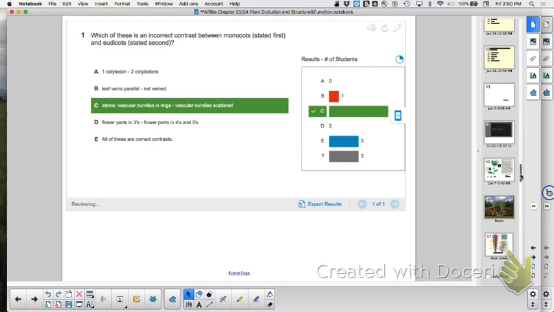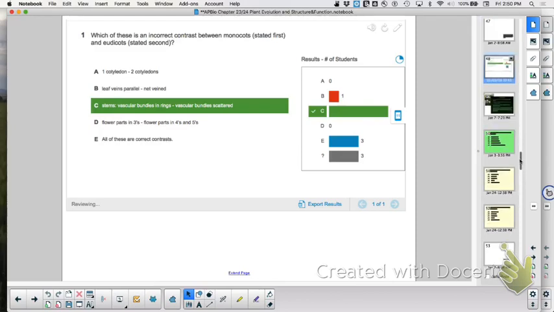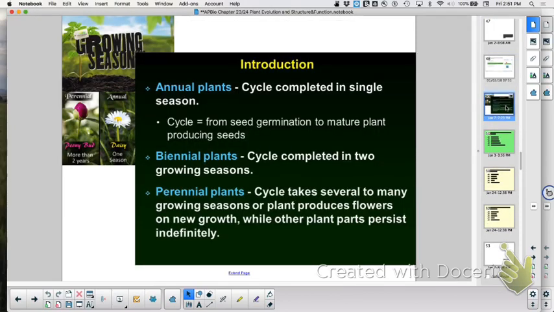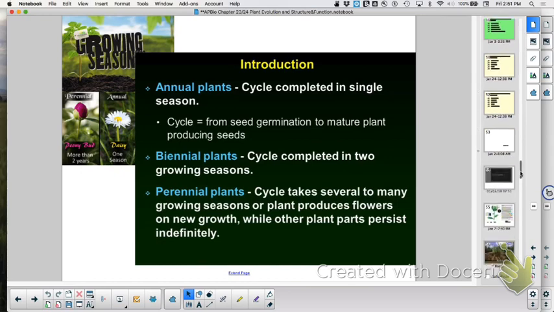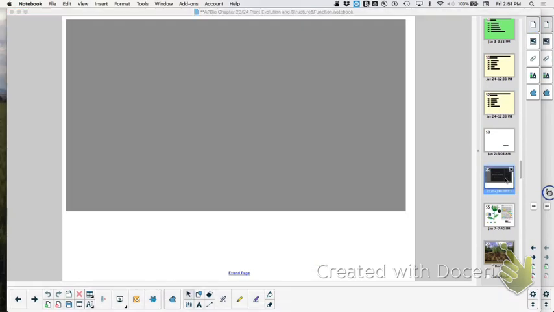All right. And then, wait, do I have another set of questions? Oh, here. Annual plants. Annual sounds like, yeah, it seems like annual, one growing season. Bi, that sounds like two. Perennial, several. Okay. All right, and then here is another set of questions.